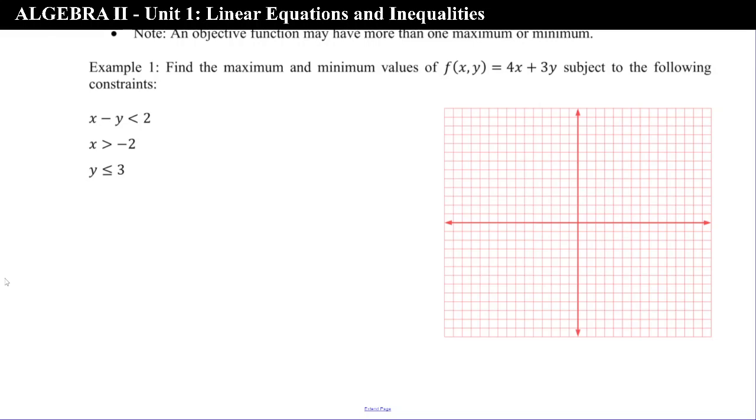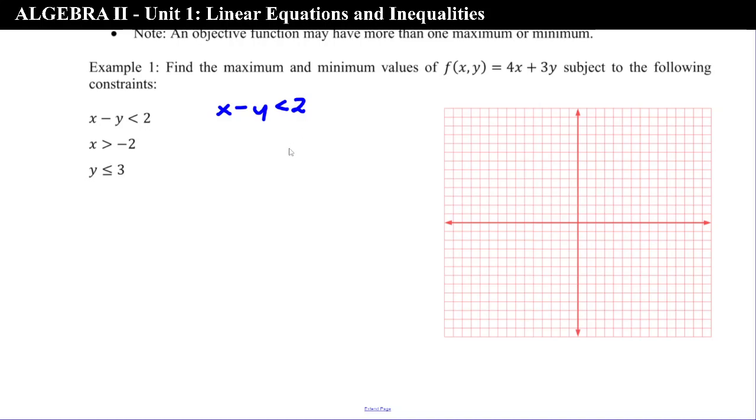Let's find the maximum and minimum values of this function subject to the following constraints, and we have the constraints listed for us. Okay, so to do this, we want to get each of these inequalities in a form in which we can graph it. Well, the second and third one are in an okay form. We can graph these, but the top one, let's rearrange it just a little bit, because we want to get it into slope-intercept form so we can find what our y-intercept is as our starting point so that we can graph the line using the slope.